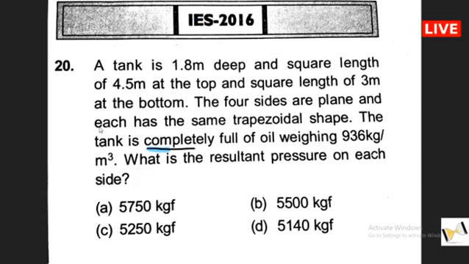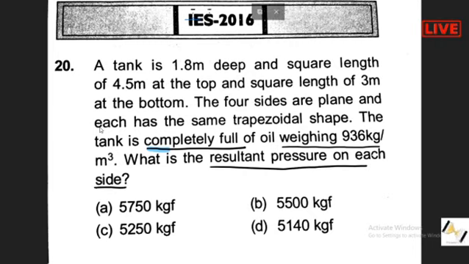The oil density is given as 936 kg per meter cube. What is the resultant pressure on each side? Okay, so try to solve this question. Yesterday one student asked me, try to solve this question.